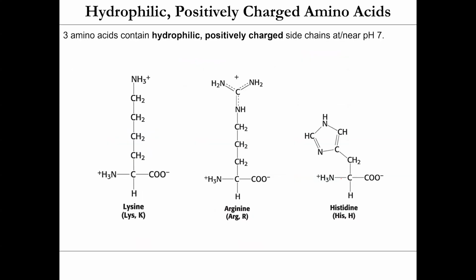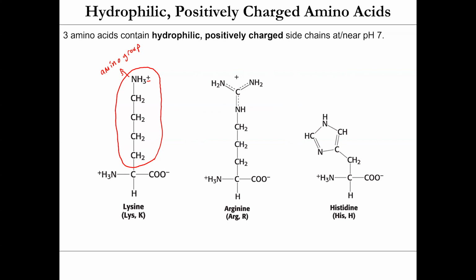So now we come to the positively charged amino acids. There's 3 amino acids that contain hydrophilic positively charged side chains at or near pH 7, so physiological pH. The first one is lysine. Lysine has this long aliphatic chain of 4 carbon molecules and then terminates in an amino group. And this amino group carries a positive charge at physiological pH.